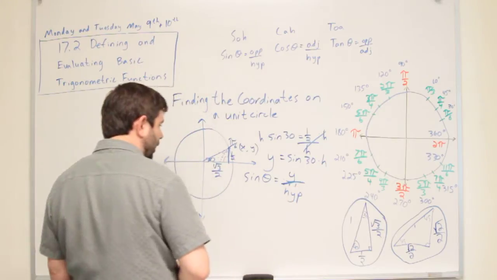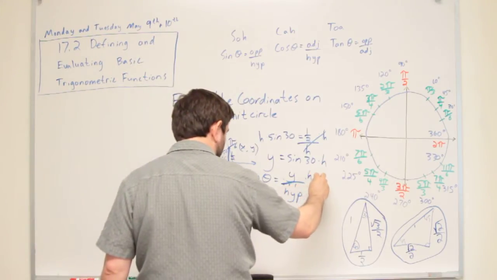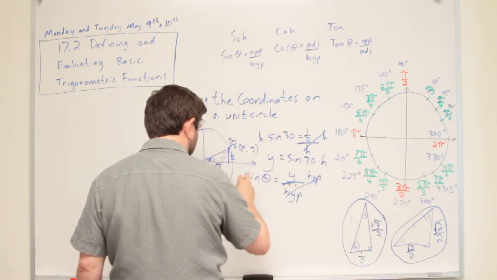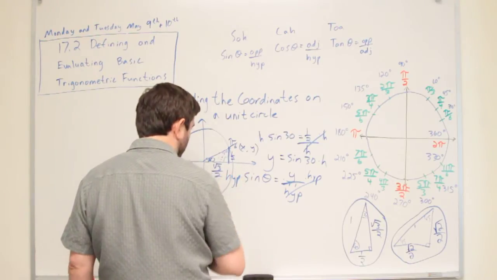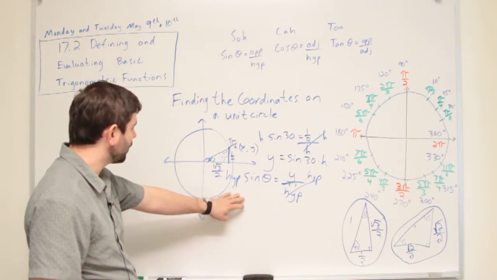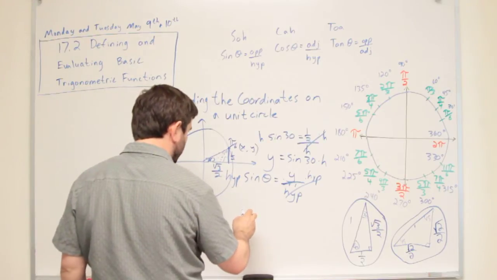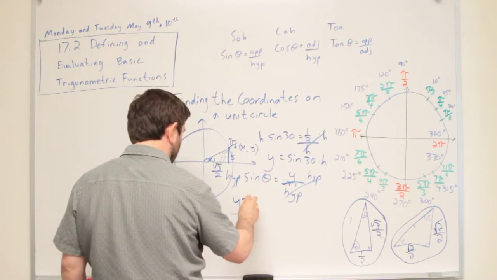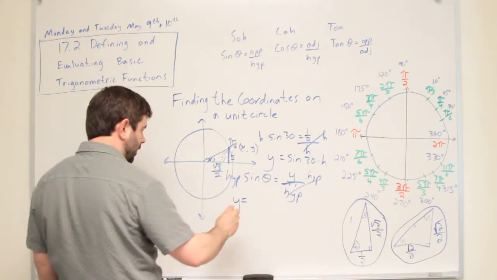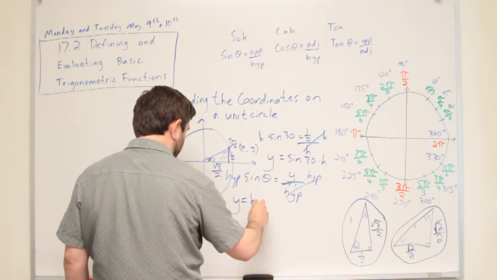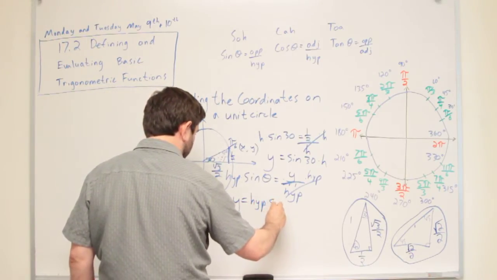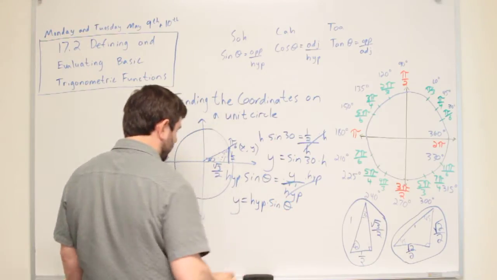So if you want to get your y coordinate, multiply this side by the hypotenuse, and multiply this side by the hypotenuse. On the unit circle, the hypotenuse is always 1, so this is not really important on the unit circle. We don't really think about that very much. But there's a relationship that exists: y equals the hypotenuse times the sine of our angle.